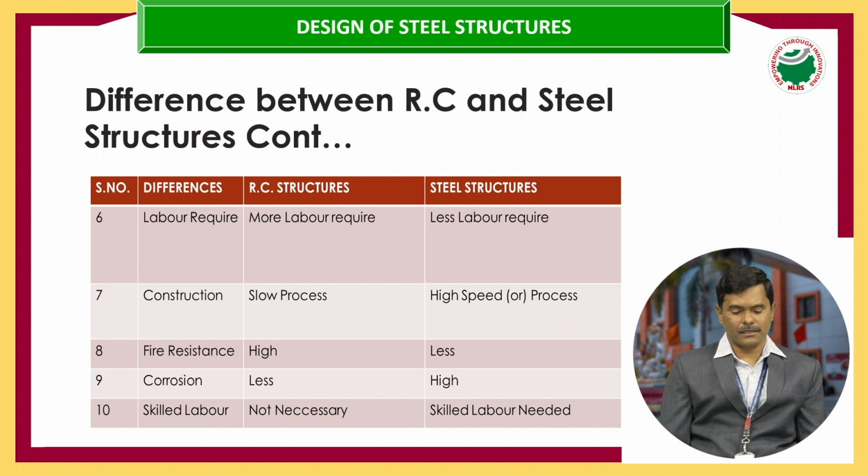And corrosion, in RCC structure less corrosion, but in steel structure, since it is exposed to weather, corrosion is possible. High corrosion will be possible. Unskilled labors are not required for construction of RCC structure, whereas in the steel structure we need skilled labors. Why? Because the major part in the construction of steel structure is connections, bolted and welded connections, and technical persons are highly needed for construction of steel structures.